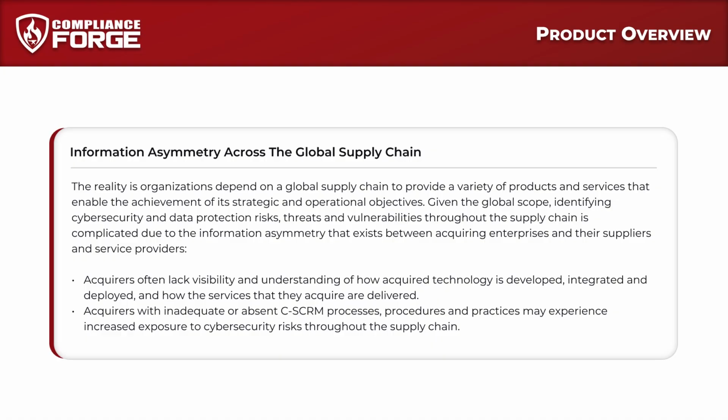The reality is, organizations depend on a global supply chain to provide products and services that enable their strategic and operational objectives. Identifying cybersecurity and data protection risks throughout that supply chain is complicated due to the information asymmetry that exists between acquiring enterprises and their suppliers. Acquirers often lack visibility into how acquired technology is developed, integrated and deployed, and how the services they acquire are delivered. And acquirers with inadequate or absent C-SCRM processes may experience increased exposure to cybersecurity risks throughout the supply chain.